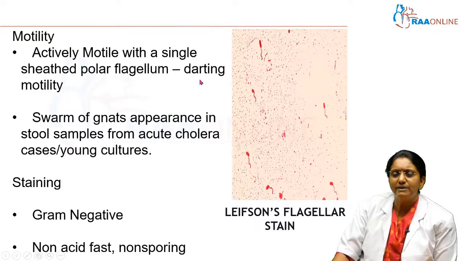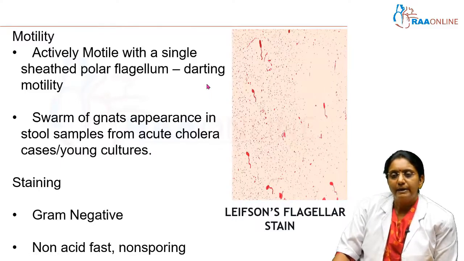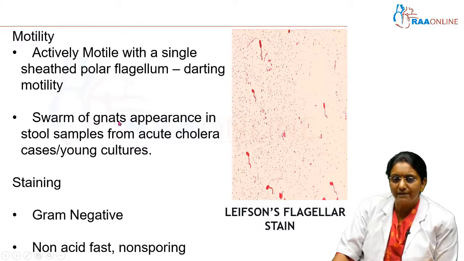That means the bacteria moves so fast that they move here and there and then they move out of your field of vision. So you will not be able to focus on any one particular bacteria because it moves so fast. So it's darting, that means like an arrow. And another terminology which is used to describe this motility is known as a swarm of gnats appearance.